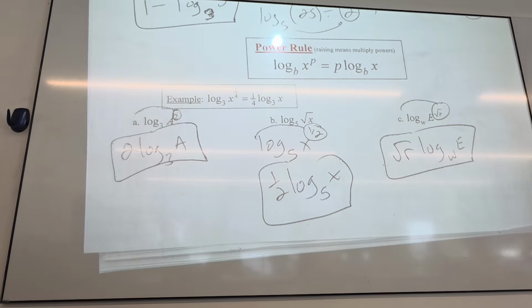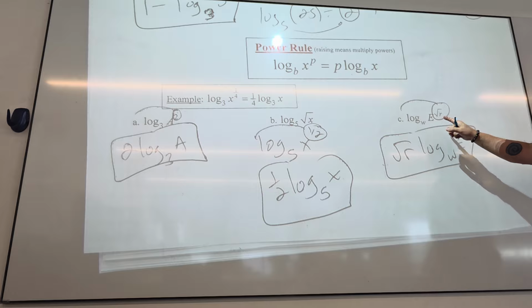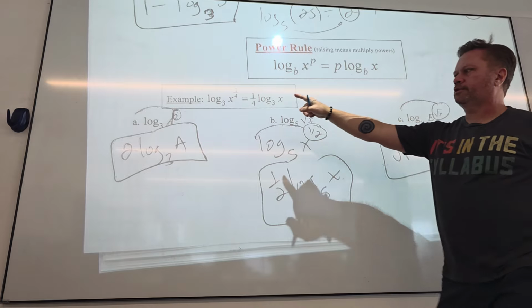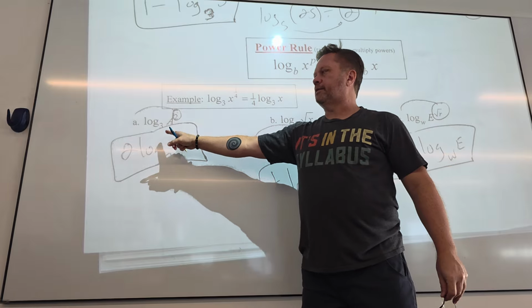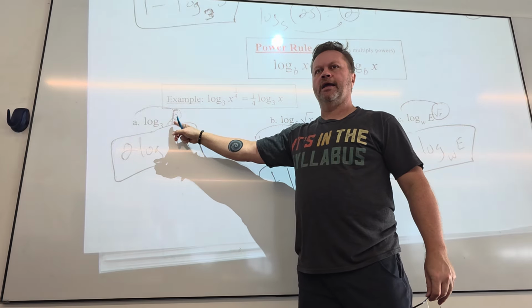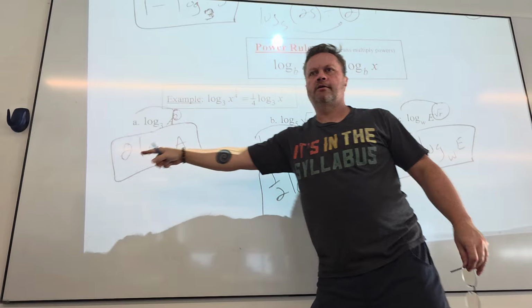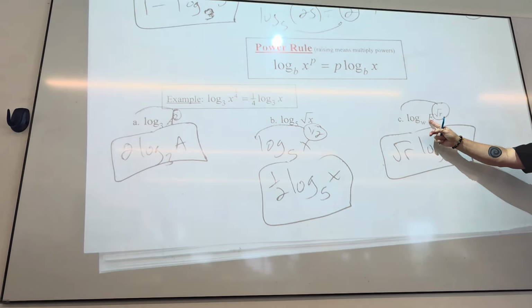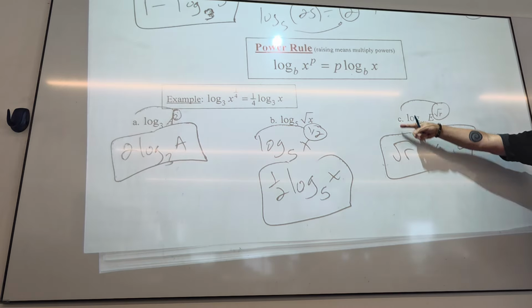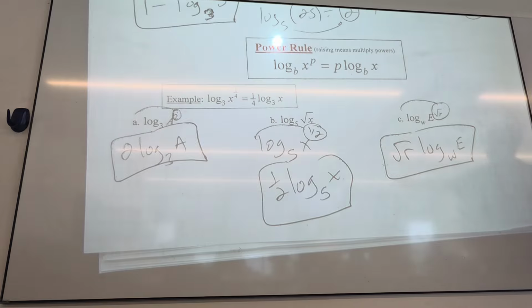Wait, so how would you differentiate why this one you could just move down? No. I did exactly the same thing here that you guys told me to do here. What's inside the log? A. What's the power on A? 2. What can I do with the power? Bring it down. What's inside the log? E. What's the power on E? This. What can I do with this? Bring it down. It's exactly the same. Nothing different.